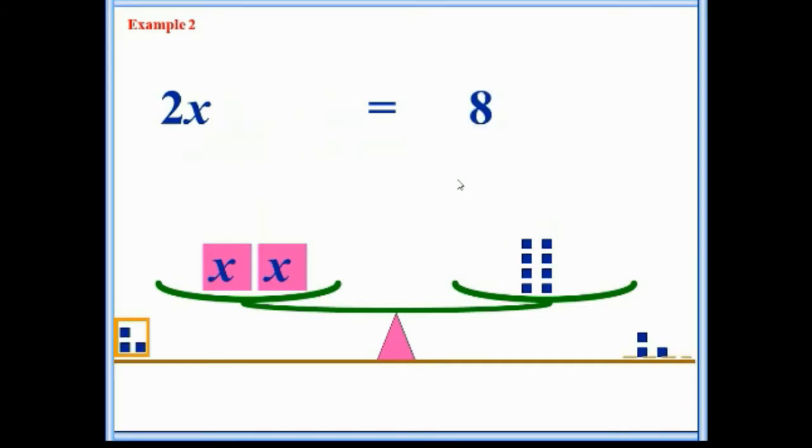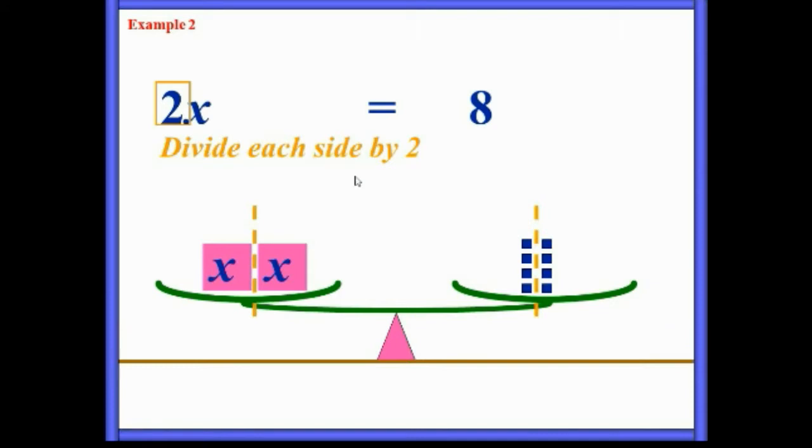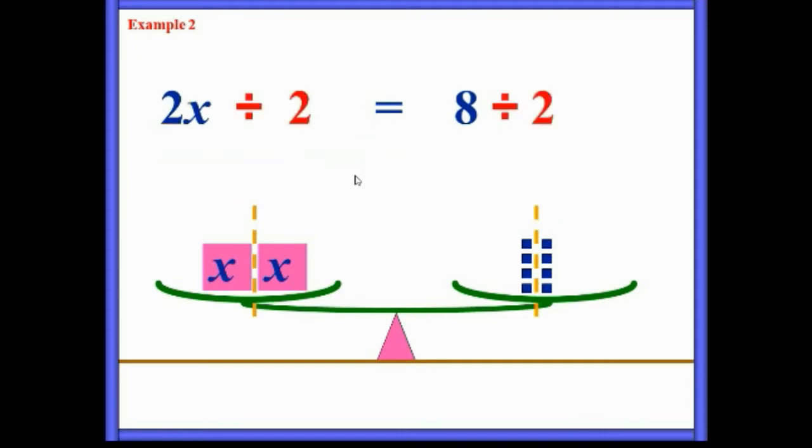So 2x equals 8. 2 times x equals 8. I need to know only x equals what, not 2x equals what. So 2 times x, I'm going to get rid of 2 times. How am I going to get rid of 2 times? What is the opposite of times? The opposite of times is divided by. So I'm going to divide both sides by 2. So that is by 2 on the left hand side, and also the right hand side by 2. So x equals 4.